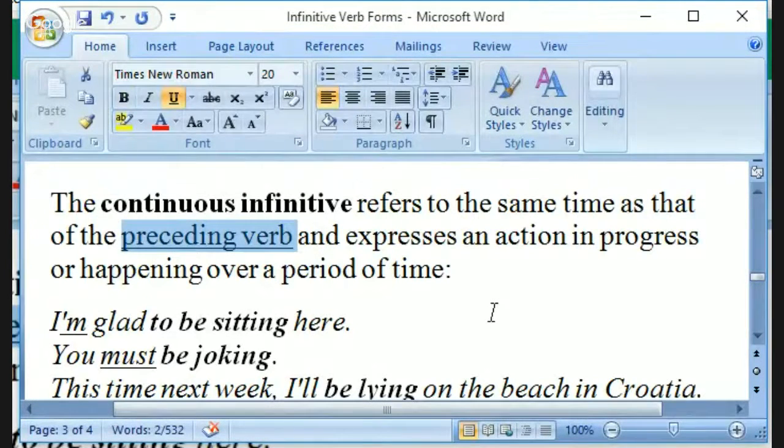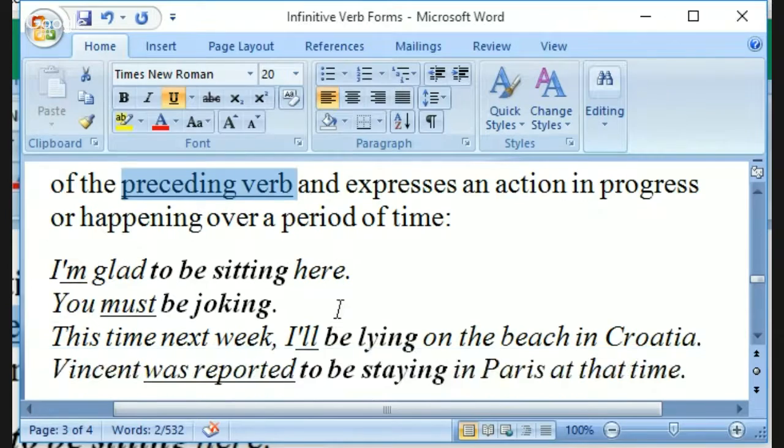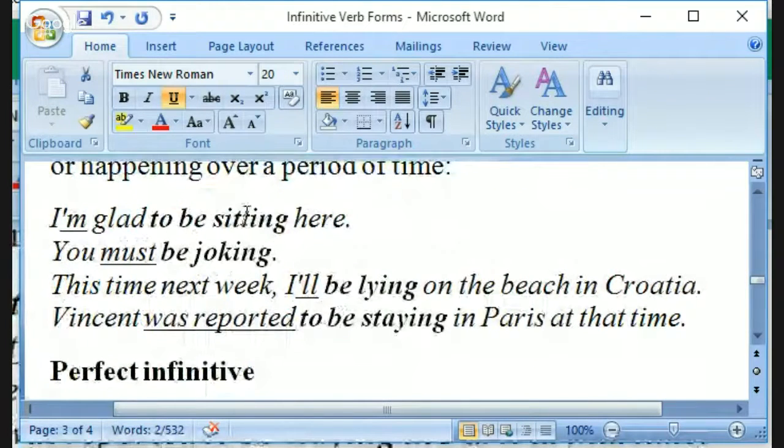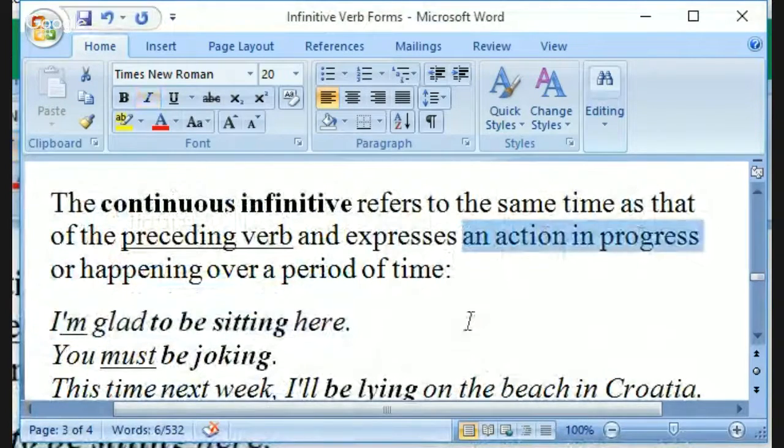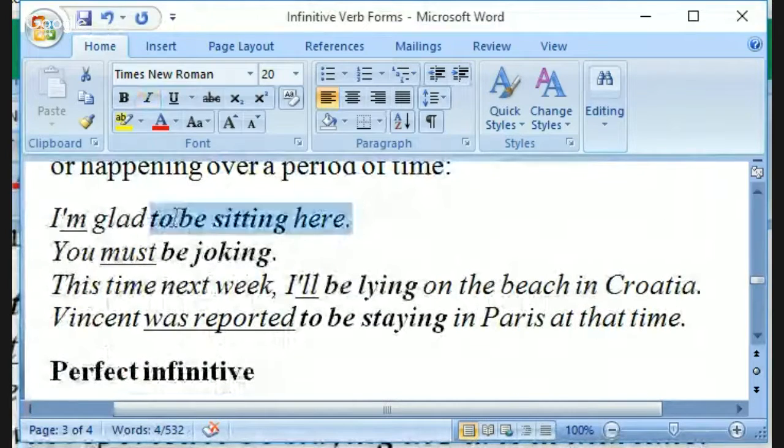And obviously, as all continuous verb tenses or infinitives do, it expresses an action in progress or a duration, a period of time. So, for example, I'm glad to be sitting here. Right now. Okay, so this has the idea of the action in progress. Also, we understand that it's present tense. These things are happening at the same time.